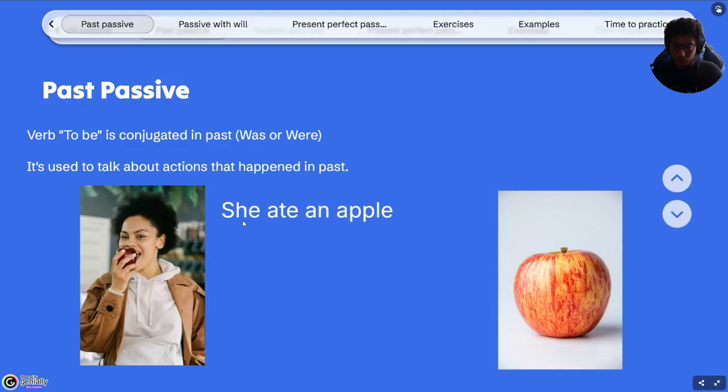So let's take a look at this. The active voice is gonna be she ate an apple. That's normal. Now, what happens if we focus on the apple? It's gonna be an apple was eaten. So, as I mentioned before, the subject is not very relevant, so we're not gonna mention it. But in case you want to, we're gonna say by her. Remember, it's an object pronoun.